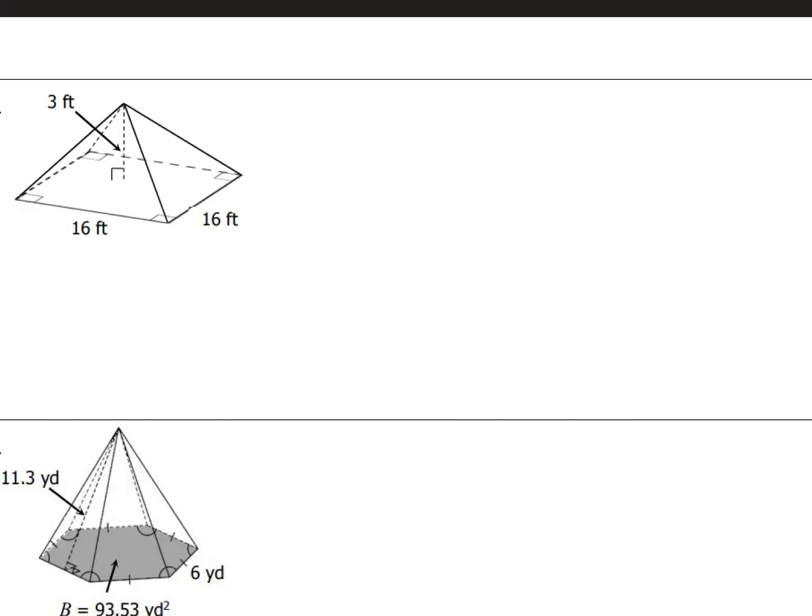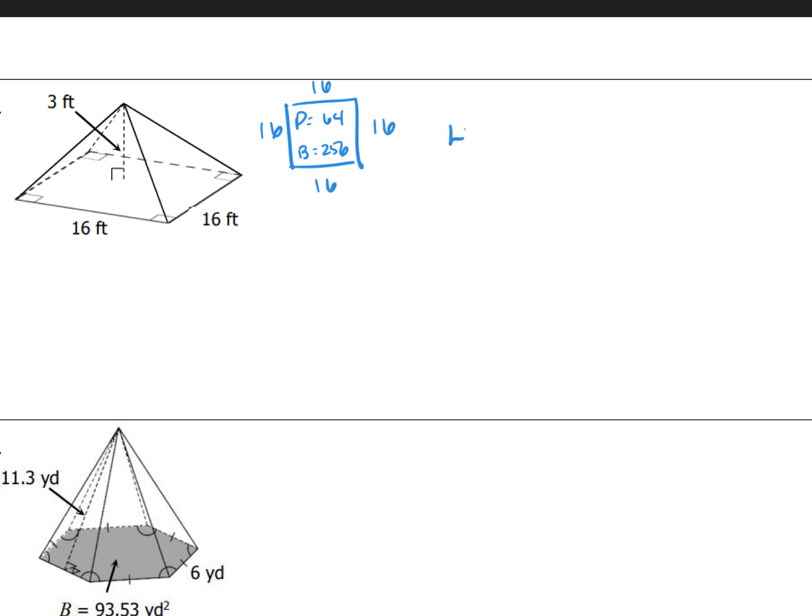All right, now let's look at number 3. So number 3, again, we're going to start off by drawing that base off to the side. So this is a 16 by 16 by 16 by 16. Okay, and so we find the perimeter and area of that base. So perimeter, you just add up those 4 16s. That's going to give me 64. 16 times 16 is 256. So there's our base work, our groundwork. And now we need to find our lateral area.